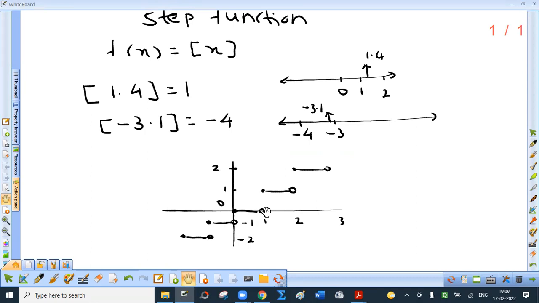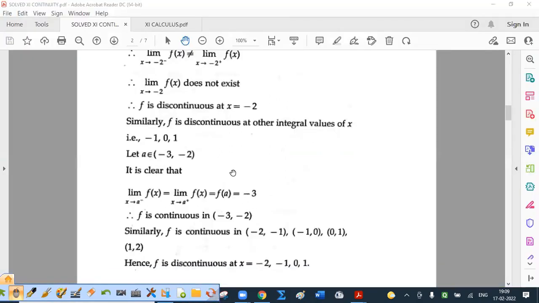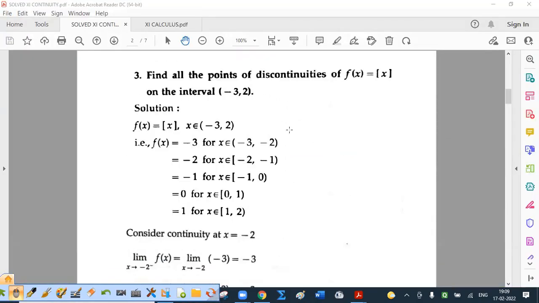Is that clear? So this is about step function. Let us discuss sum number 3 now. Find all the points of discontinuities of f of x equal to step x on the interval minus 3 to 2. If asked in CET, you need not do this part. Basically, it is an open interval. So minus 3 and 2 do not belong to the interval. So which integers lie between minus 3 and 2? Minus 2, minus 1, 0, 1. That is the answer. So function is discontinuous at which points? 4 points. Minus 2, minus 1, 0, 1.